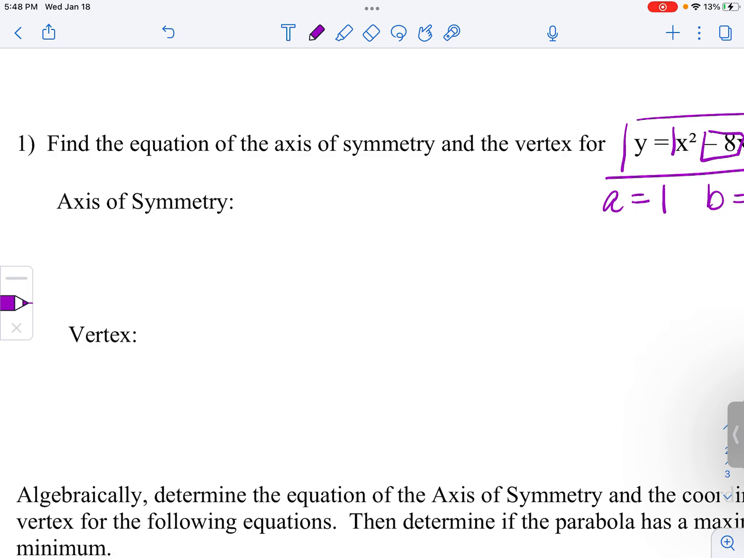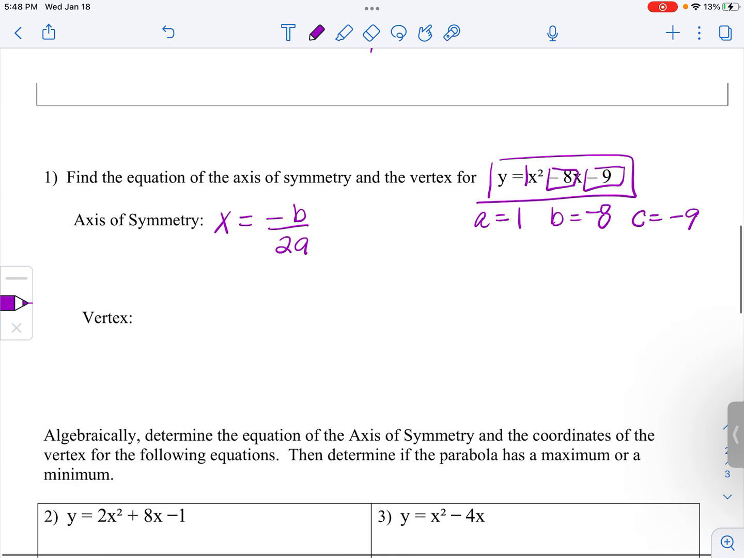You're going to write this down. X equals -b over 2a. Okay, so just make sure everyone has this. I'm going to wait a second. Okay, and now pretty simple.